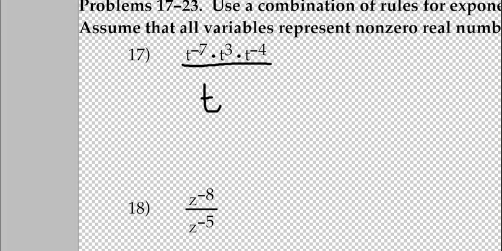Right. What's negative 7 plus 3 plus negative 4? I'm going to combine these two. Go negative 11 plus 3. Is that negative 8? Everybody? Negative 8? Okay.